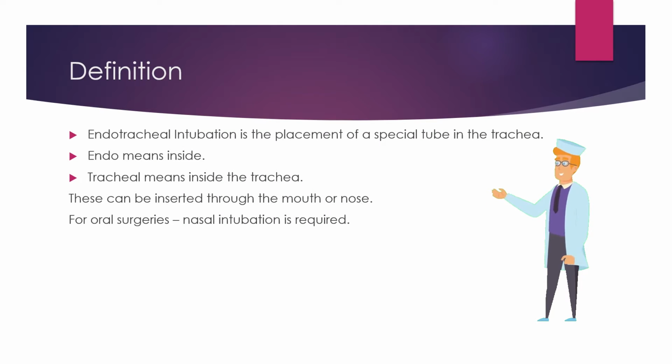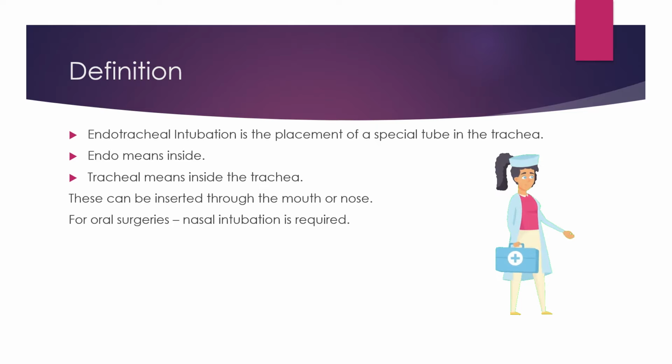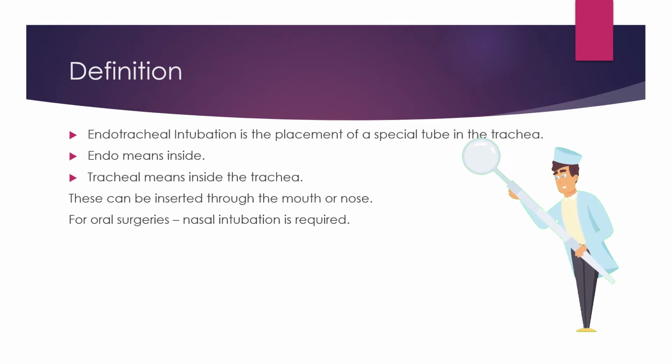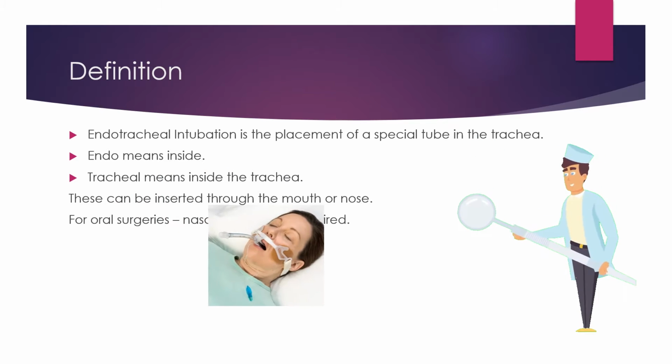So when we talk about endotracheal intubation, you should know it means the placement of a special tube in the trachea. Endo means inside and tracheal means inside the trachea. These tubes can be inserted through the mouth or through the nose. Now you must be wondering, why did I say that it can be inserted through the mouth or the nose.